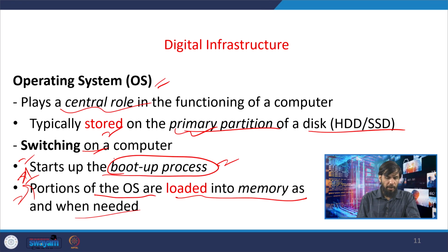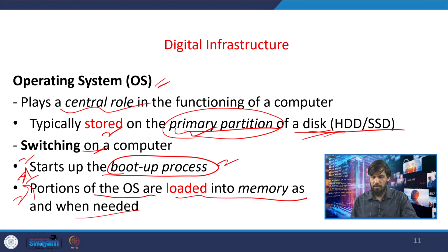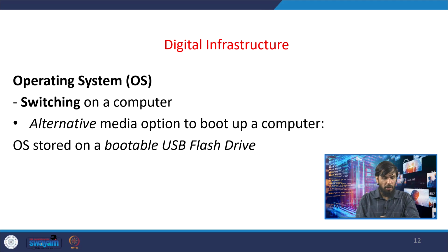Now, while we talked about the operating system being stored in a primary partition of a disk, or simply we can say it could be stored on a disk which is internal to the computer, externally also we can boot up a particular operating system. So there are alternative media options we can use, right.